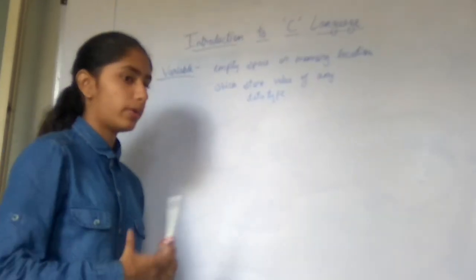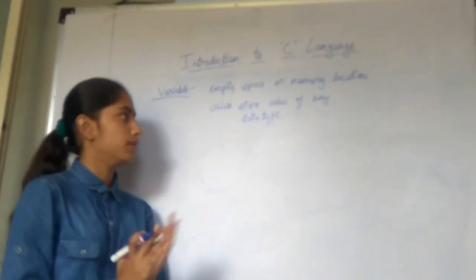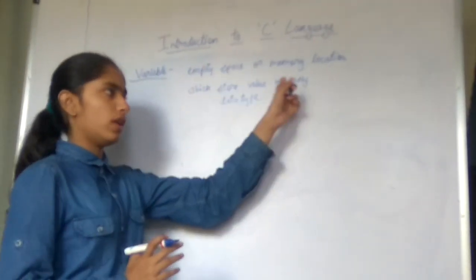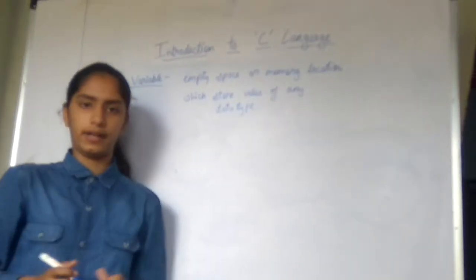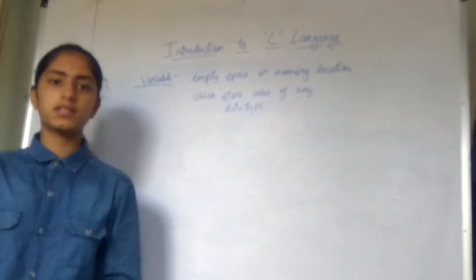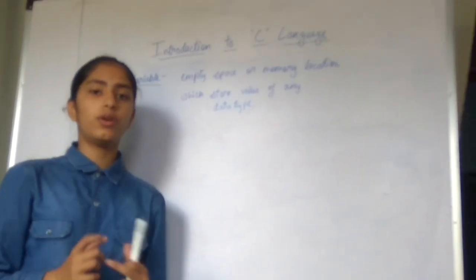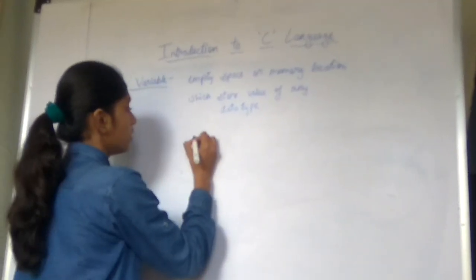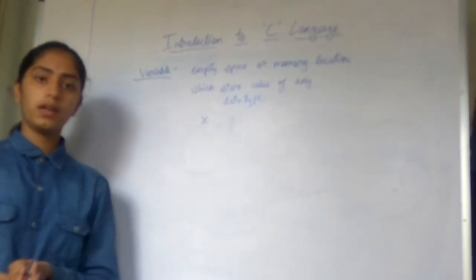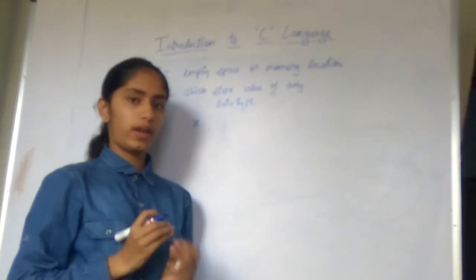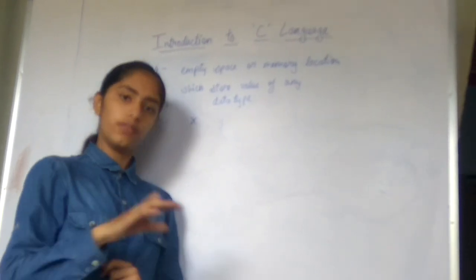We are moving on to our next topic, that is variables. Basically, variables are some empty space or empty memory locations which store a value of any data type. In mathematics as well, if you don't know the value of certain variables, you just name them as x or y. Similarly, in programming, if we don't know the value of anything, then we will make it a variable.